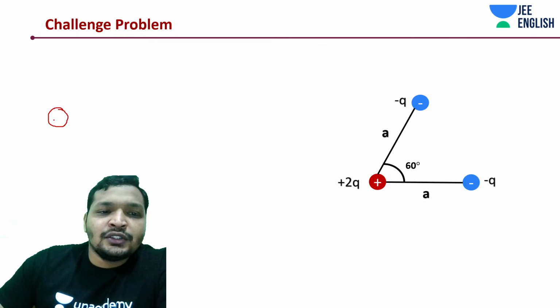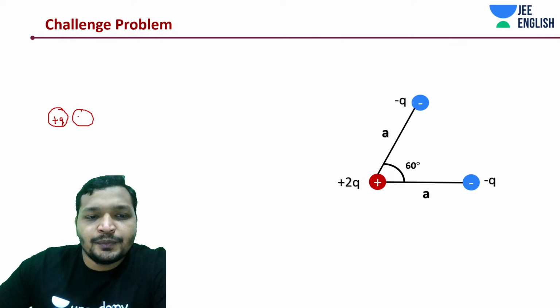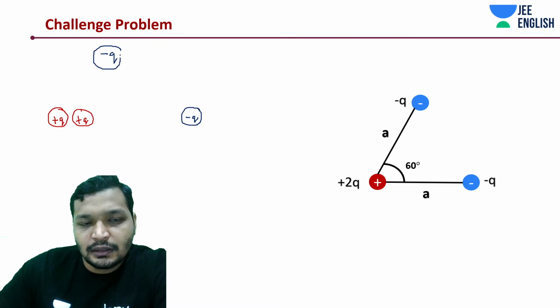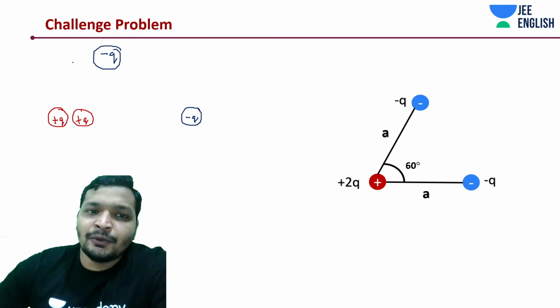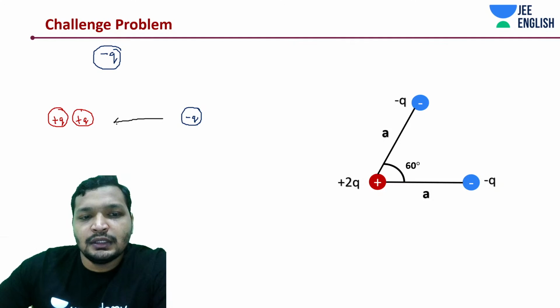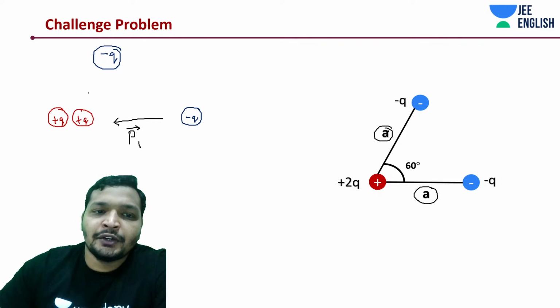So you have plus 2q, which I'm going to write down as plus q and another plus q. Split the charges whenever necessary, and you have minus q and another minus q. There should be a dipole moment, of course, if there are a pair of charges like this, and you're going to have something like this. The distance of separation is the same, a and a. I'm going to call this p1, and this p2.